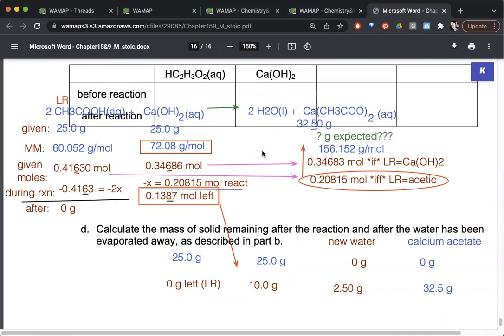So remember the instructions said that it's going to boil off the water. It's going to boil off all of that aqueous water too. So all of the aqueous acid. The only thing that's going to be left in there is what's left in there. So the new water is going to boil off. All of the other water is going to boil off. And so we're going to be left with the 10 grams of calcium hydroxide.